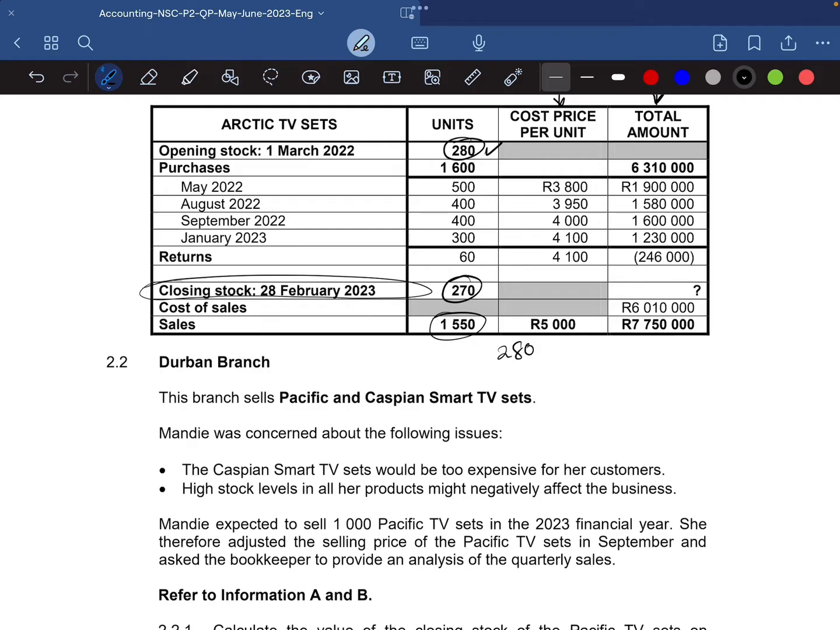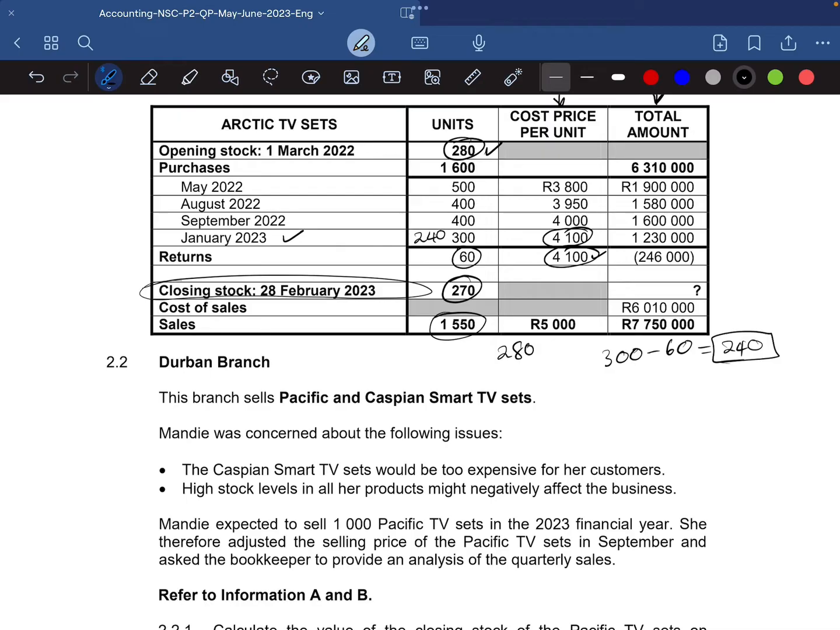and here we have sold 1,550, right? So using the FIFO method, here we're going to start with our returns and see when we did the returns. So we have 60 units returned and the cost price per unit is 4,100. That simply means we had returns in Jan because we have a corresponding cost price per unit there. So that simply means again we have 240 here because that would be 300 minus 60, which is 240 units left in Jan. Okay, so now looking at our closing stock, it says we have 270.